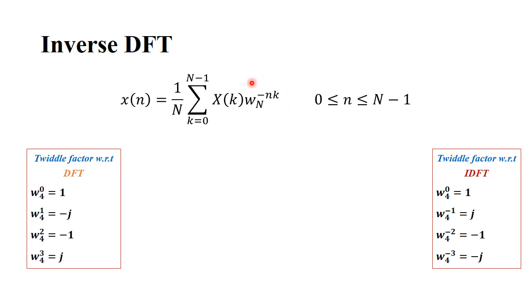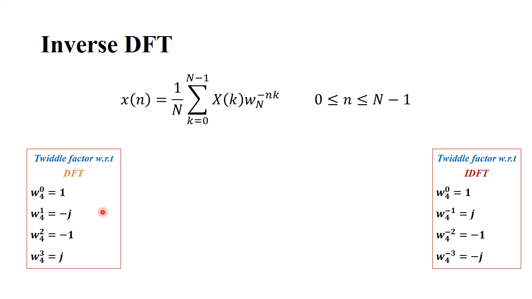Once again we are going to have this twiddle factor representation. We need to calculate this twiddle factor because the sign of the power in the twiddle factor has changed with respect to the DFT. Therefore we need to recalculate it. There is another way in which we can identify that.